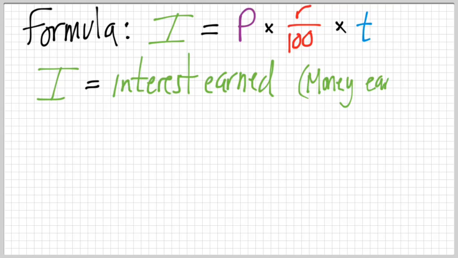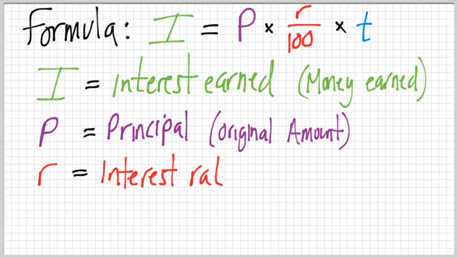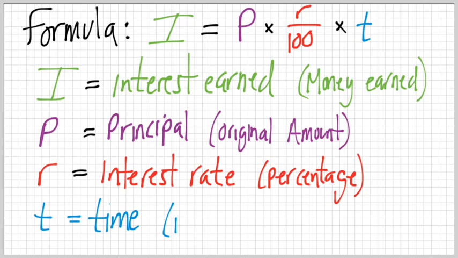I is the interest we've earned, which is basically just how much money you earn from the bank. P is the principal, or original amount that you deposited. R is that interest rate. It's usually expressed as a percentage. And T is time.